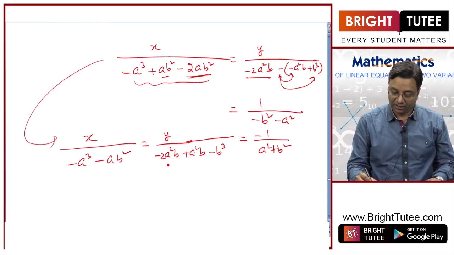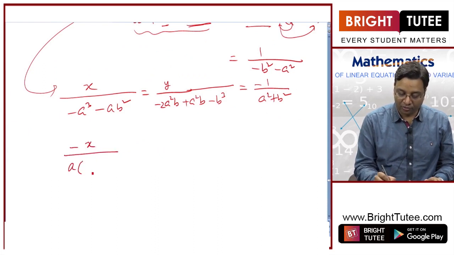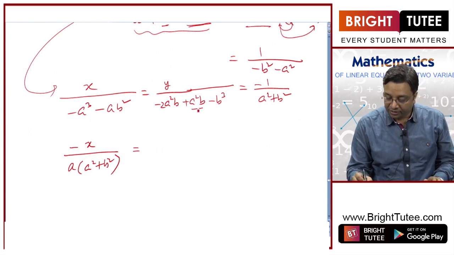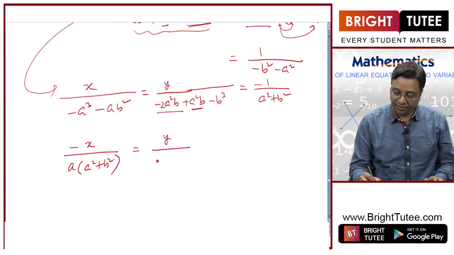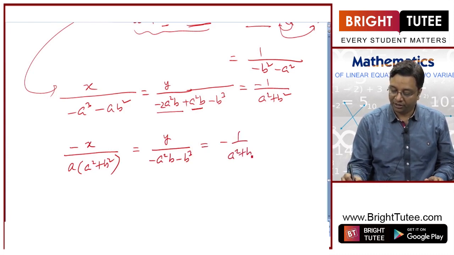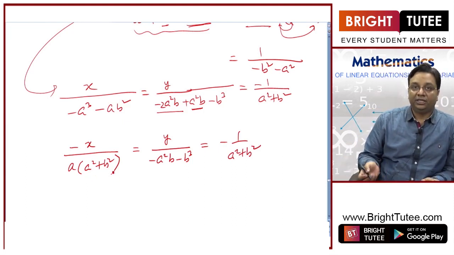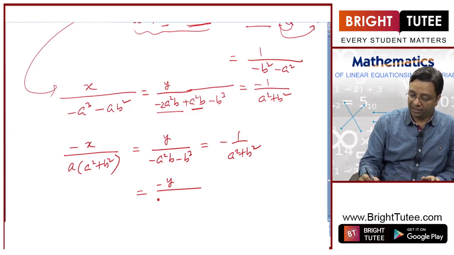Now, if you notice, in this also you can write this like this: minus x divided by a common, a square plus b square inside, and it is equal to, see, a square b minus 2a square b will become minus a square b. So, y divided by minus a square b minus b cube, and it is equal to minus 1 by a square plus b square. I hope this question is clear to you by now, right. I am just doing the calculation part, which is very easy for you. y divided by, if you take minus as common and b as common, a square plus b square will be inside.